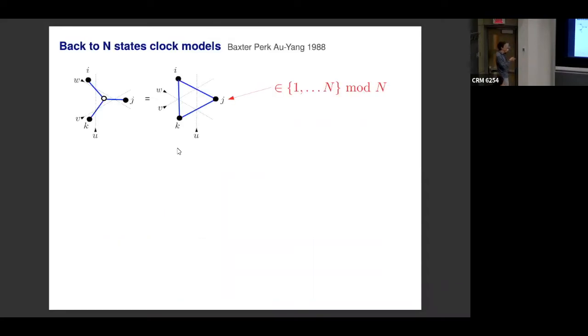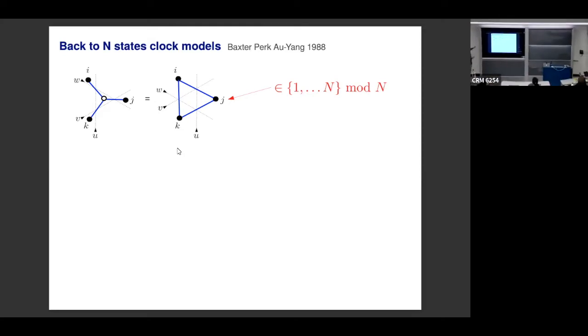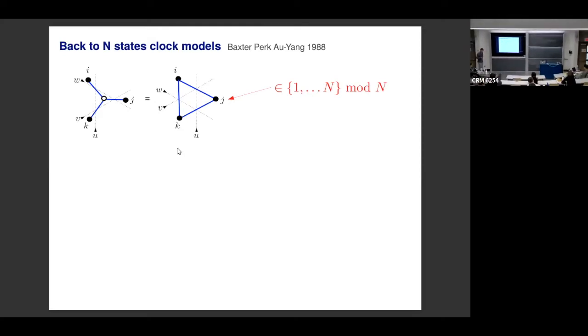And for this, let me just go back to the solution of the star triangle equation for N-state clock models, namely... how much time do I have? Just 10 minutes, including questions. Oh, great. Okay.